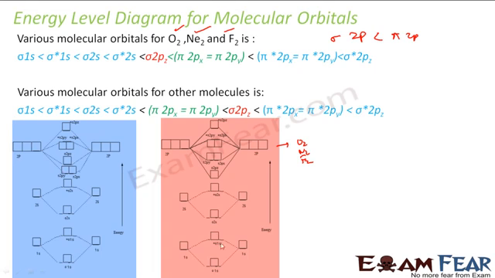If you notice the difference from here to here, 1s is all the same. The only difference is that in the case of oxygen, neon and fluorine, my sigma 2p comes first and then pi 2p comes. In the other case, pi 2p comes first and then sigma.